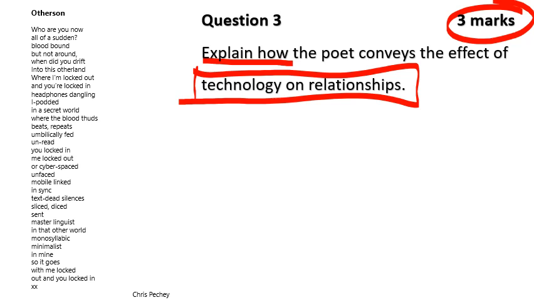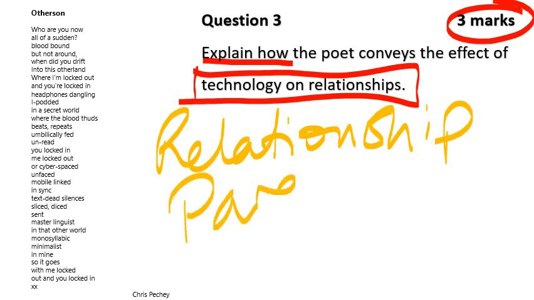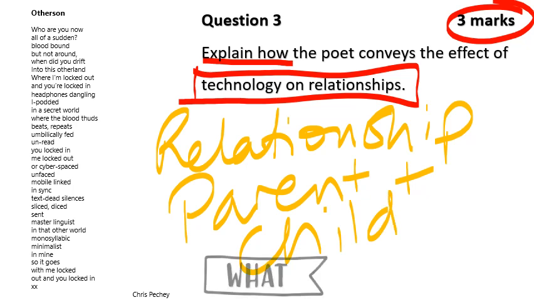You can see that there's obviously a relationship here that it sounds like, obviously, I would say, between a parent and a child. So when we think about the what, we see that there are ideas about the relationship between a parent and a child, and we see that in the title, Other Sun.